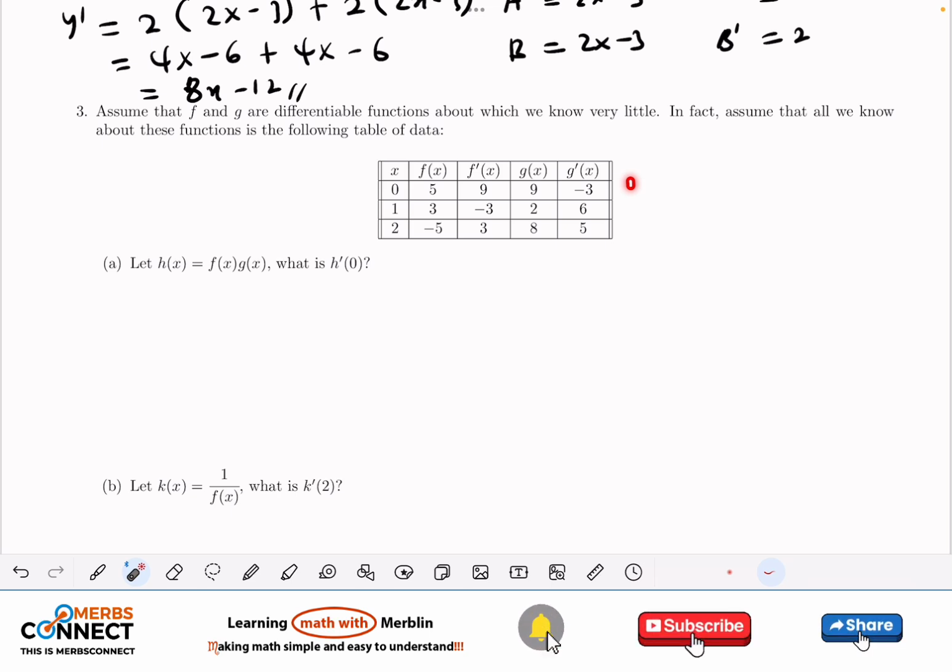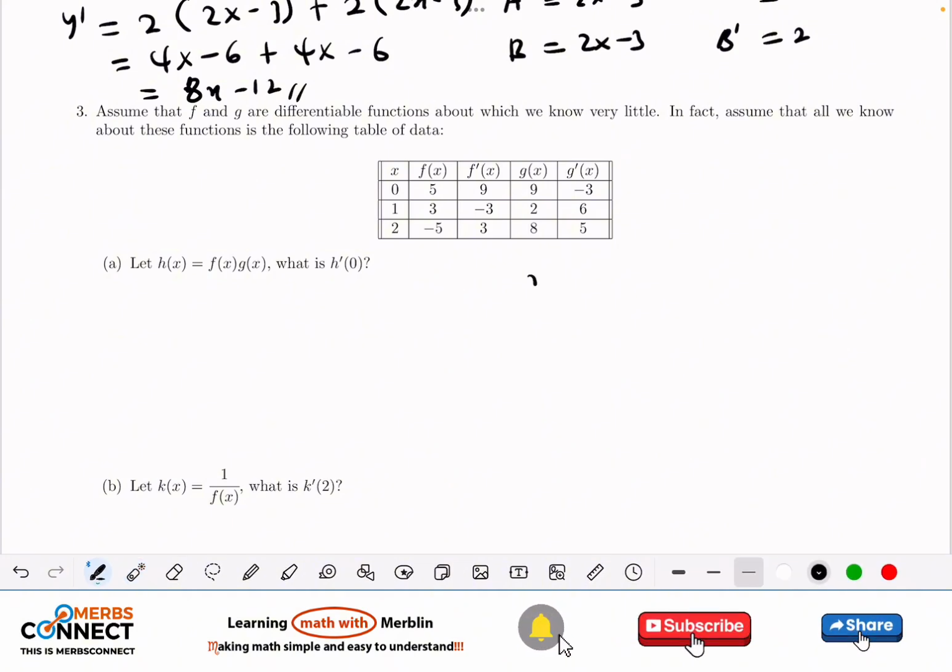So for 3, we have this information here in this table, and then the question is, let's assume that h of x is the same as g of x times f of x. So as soon as I see h of x is equal to f of x, g of x, you see this one is like a and b. So like the product rule, right? So for me to find h prime of 0, first I need h prime of x. Before now I can do it.